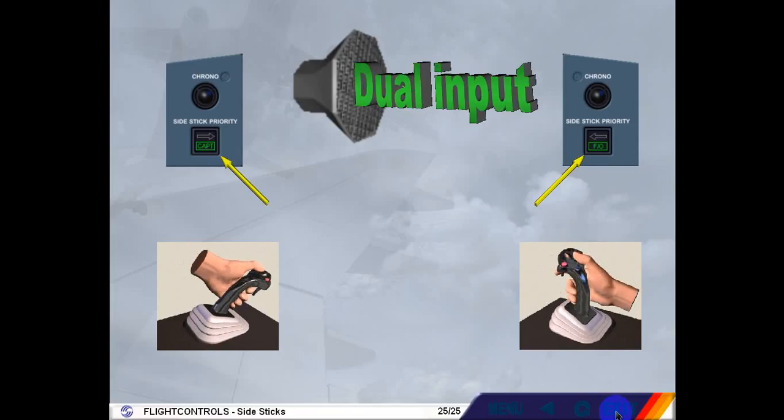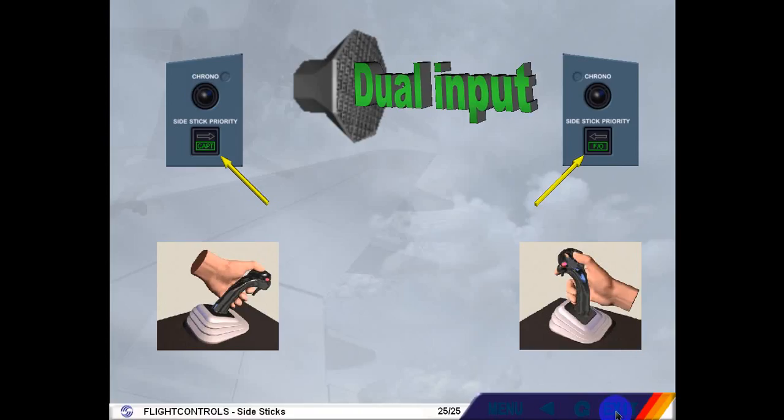Dual input. You heard the audio warning and saw both green side stick priority lights flash, indicating a simultaneous control input. Simultaneous control inputs are never recommended. If the pilot non-flying must make a control input, he must press his takeover push button.